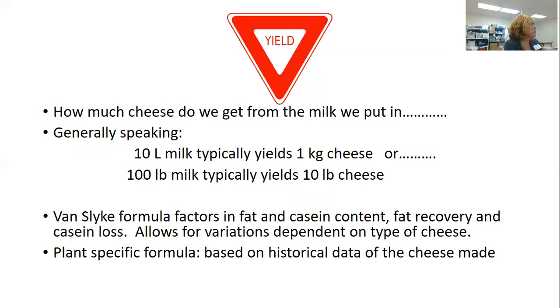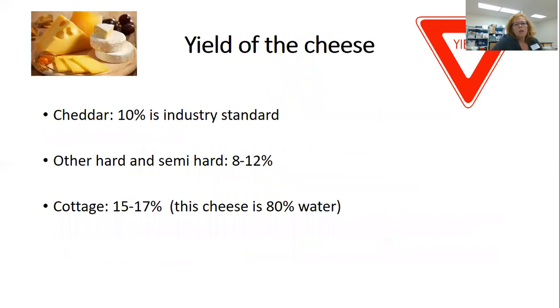Some plants make their own specific formula that they've used for years and years, and as long as they keep using it and standardize it, that works for them. So again, cheddar, 10% is the industry standard. Hard and semi-hard cheese, what is an example of a hard cheese? It was really hard, like a rock when we banged them together. You put it on spaghetti, you grate it up, Parmesan and Romano. Those are very hard cheeses. And then cottage cheese is almost 80% water, so your yield is only 15 to 17%.